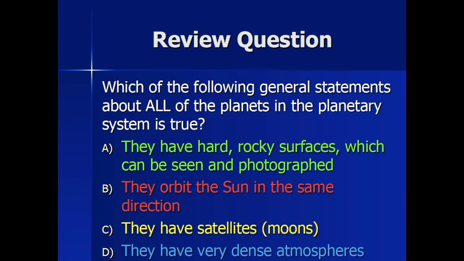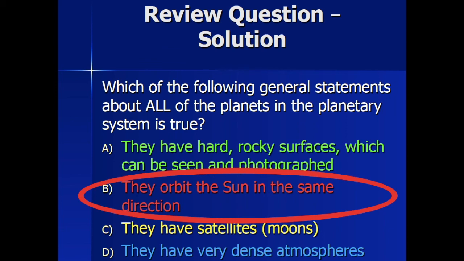Here's another review question. Which of the following general statements about all of the planets in the solar system are true? They orbit the sun in the same direction. And again, we are seeing that with most of these extrasolar planetary systems as well.